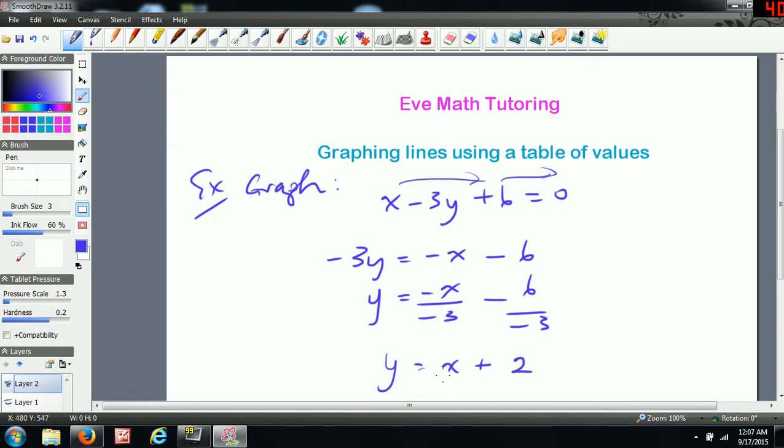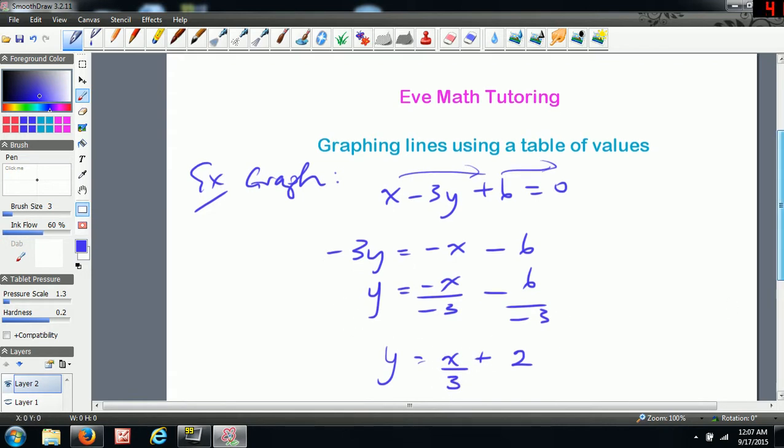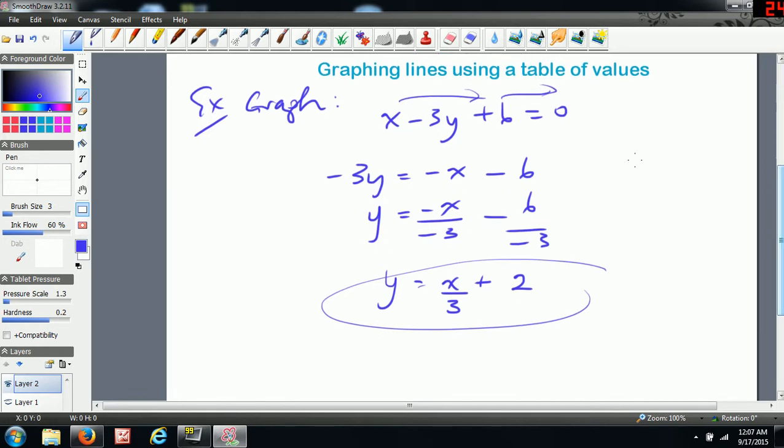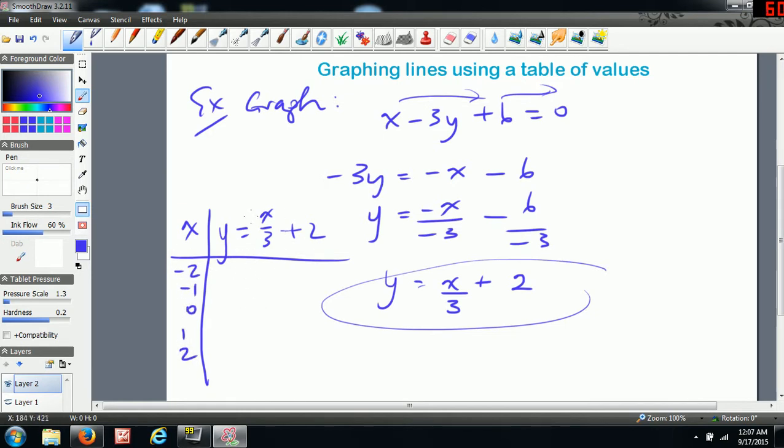X over 3, sorry. Okay, so now once you get the equation in this form, now you can set up a table. I like to plug in -2, -1, 0, 1, 2. Then you want to plug these into your x, and figure out your y. And once you do that, you can go ahead and plot your graph. So it's the same idea every time.